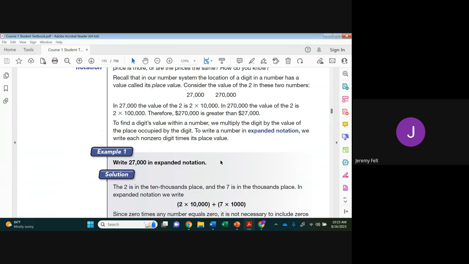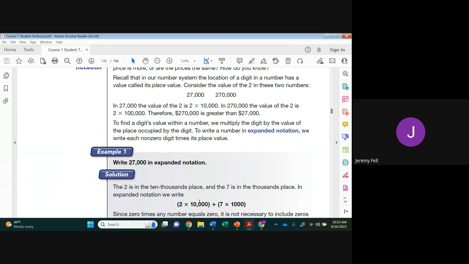For this, we need to remember our place values. So 27,000 and 270,000, we're looking at those. Okay, so we have the ones place, tens, hundreds, thousands, and 10,000s place. So how we could write this in expanded notation, 2 times 10,000, because 2 is in the 10,000s place, and then 7 in the 1,000s place, and then we don't have to put 0 times 100 and 0 times 10 and 0 times 1. If it's just zeros after that, then we don't have to put anything in there.